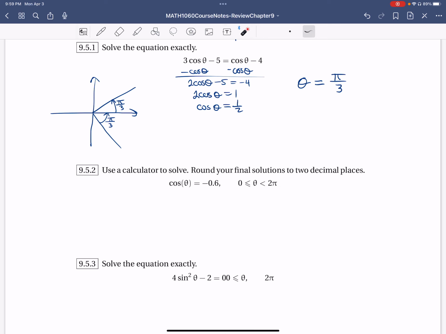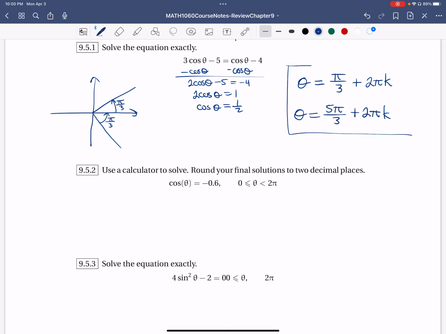Now we weren't given an interval for our solutions or a domain for theta, and so we need to just write all possible solutions. So I could have pi over 3, but I could also have any integer multiple of 2 pi added to that to get another solution. Now the other solution here has reference angle pi over 3, but it's in the fourth quadrant, and so that's going to be 5 pi over 3. So we have 5 pi over 3, and again, plus 2 pi k. So that's our full set of solutions to this equation.